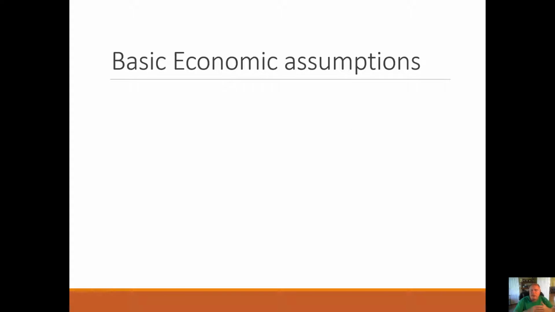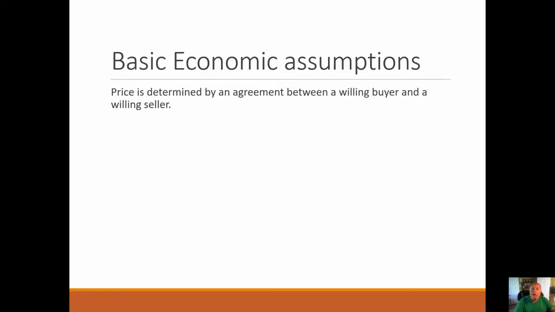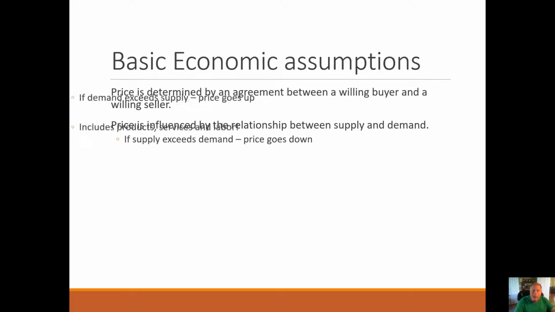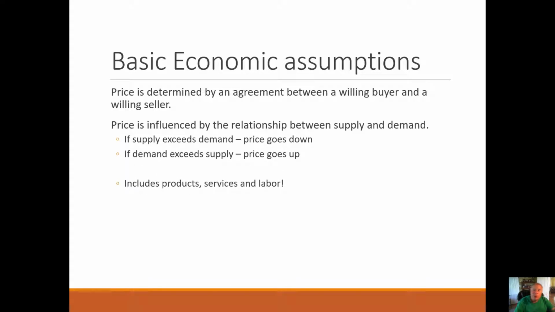I want to go back to basic econ, and that's the basic assumption that price is determined by an agreement between a willing buyer and a willing seller. Price is influenced by the relationship between supply and demand. If supply exceeds demand, prices go down. If demand exceeds supply, prices go up. Product, services, and labor. And it's important that we look at the demand side versus supply side being manipulated or otherwise controlled. So that's a basic assumption. Keep that in mind as we're going.